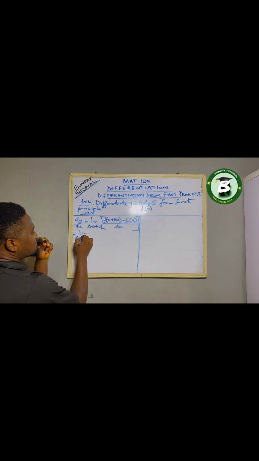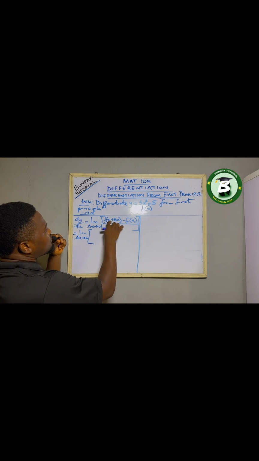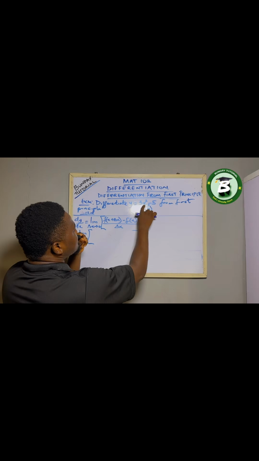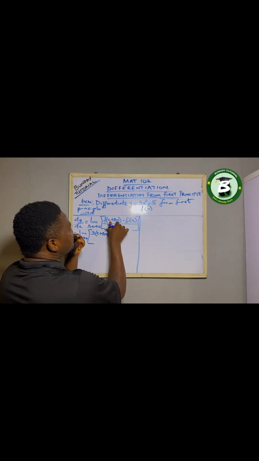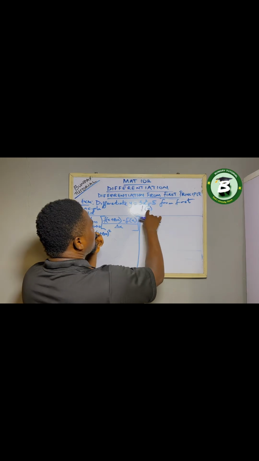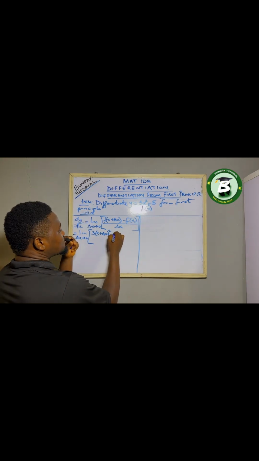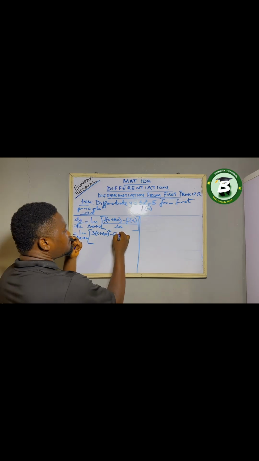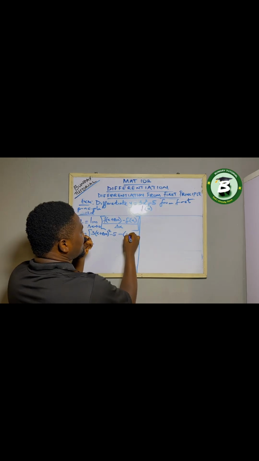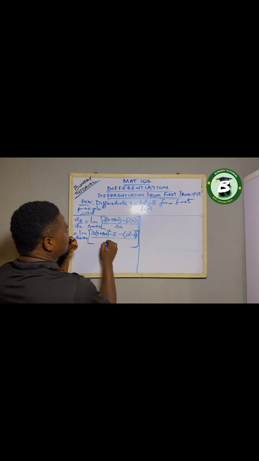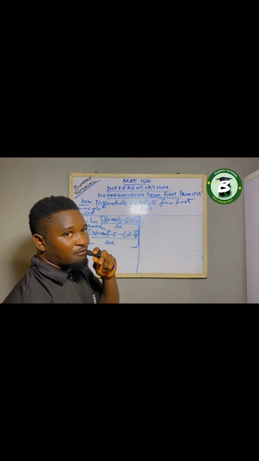Limit as delta x tends to zero, in brackets, what is f of x plus delta x? That means this will be 3 into x plus delta x squared, meaning I am substituting x plus delta x for x inside this, then minus 5. Simple. Then minus, in brackets, what is f of x itself? That will be 3x squared minus 5, close bracket. Then all over delta x. Are we following?